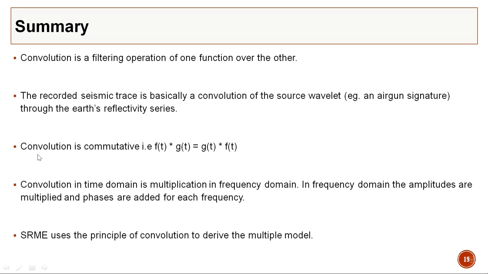The third point is that convolution is commutative. It doesn't matter if you convolve f(t) with g(t) or g(t) with f(t), you will get the same output, and the length of your output will be the same. The next point is that convolution in the time domain is basically multiplication in the frequency domain, where you multiply the amplitudes and add the phase for each of the frequencies. The last point is that the application of convolution in SRME is very useful to derive the multiple model.